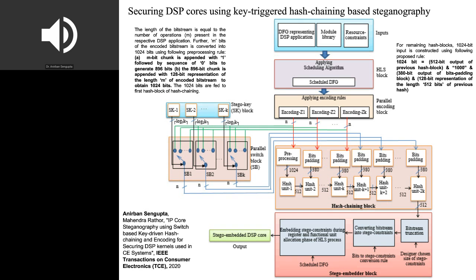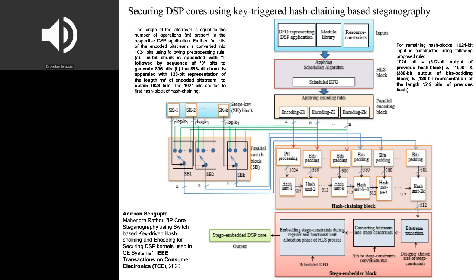The bit padding block produces an output of 1024 bits, and the pre-processing of the first hash unit is performed as follows. For example, if the input is 1024 bits, first the m-bit chunk of the actual operations of the DFG is appended with a 1 followed by a sequence of 0 bits to generate a collective 896 bits. And then the remaining 128-bit representation is the length of the encoded bit stream, to produce a 1024-bit output. Okay, so that serves as the input for hash unit 1.